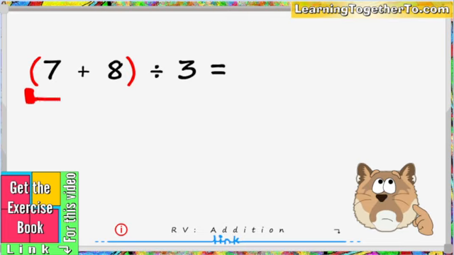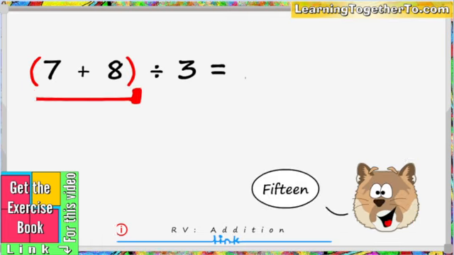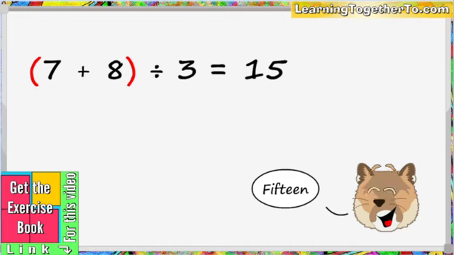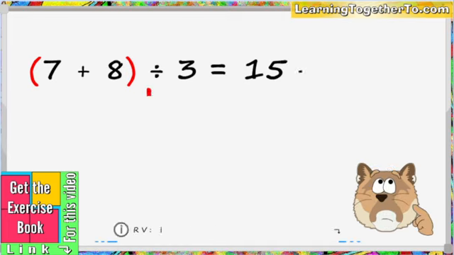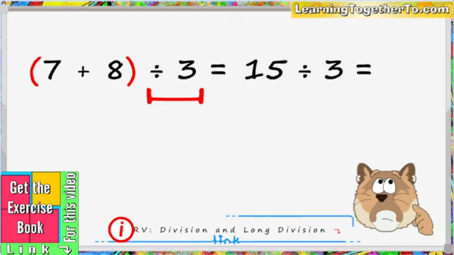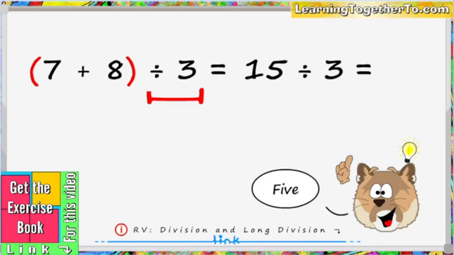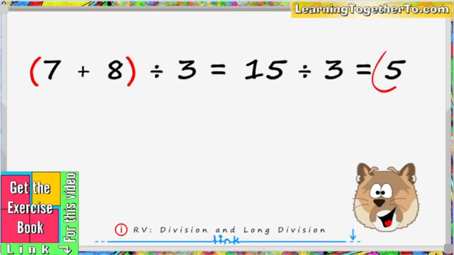Peter, 7 plus 8 is equal to 15. Nicely done, Peter. And 15 divided by 3 is equal to 5. Excellent, Peter. That's our final answer. Let's try it again.